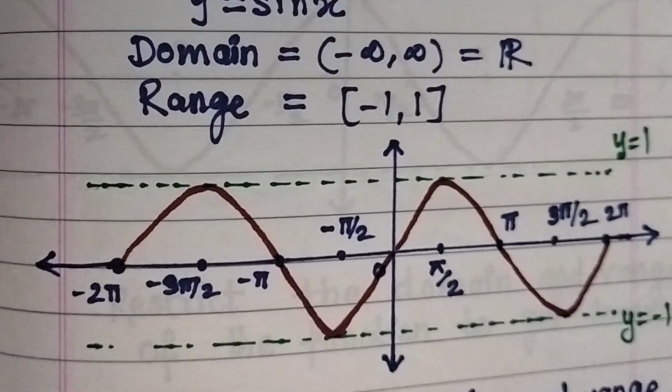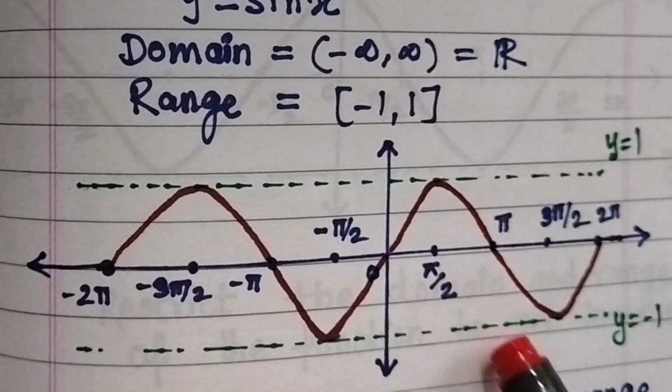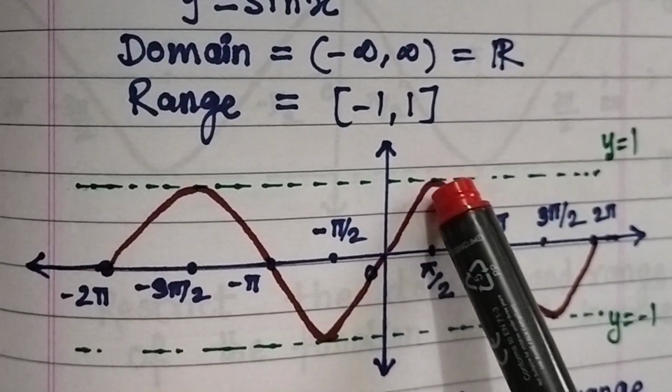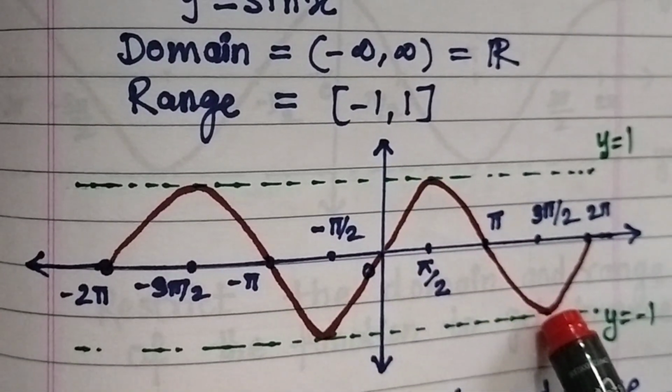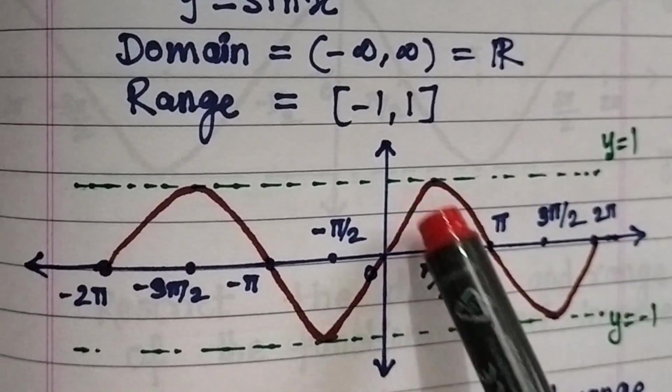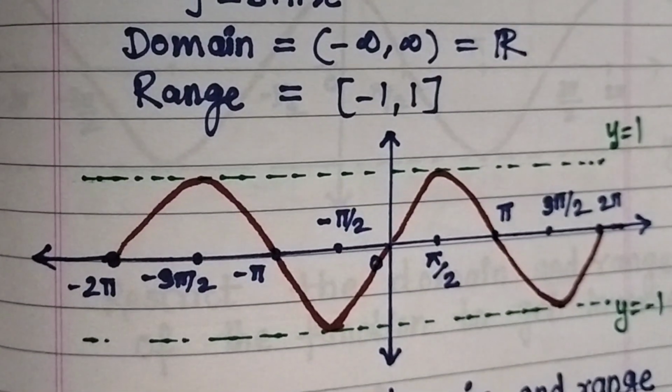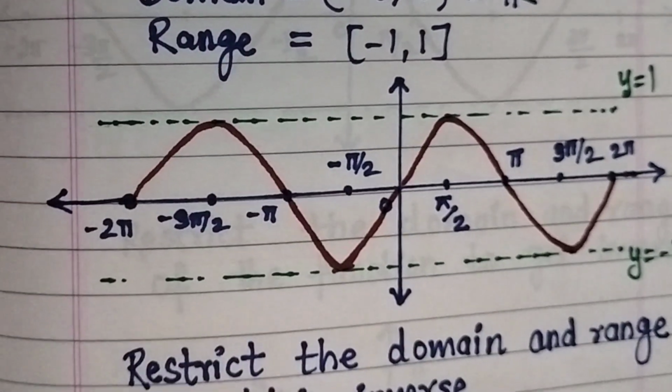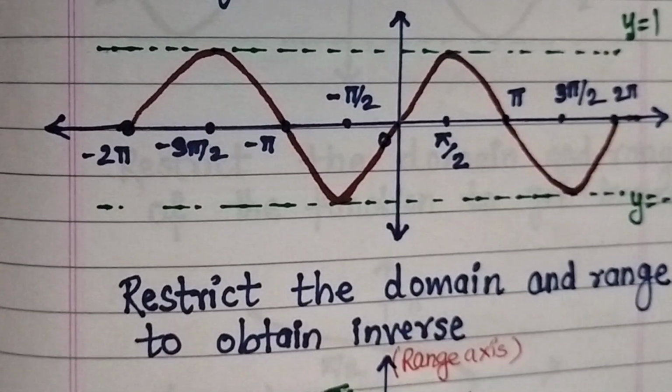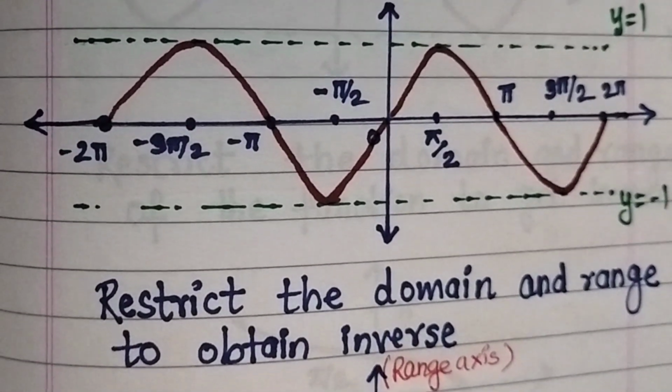So this is a periodic function. The peak value is 1 and the lowest value is -1, so this repeats after every interval. Now when we want to find the inverse of this function, we have to restrict the domain and the range.